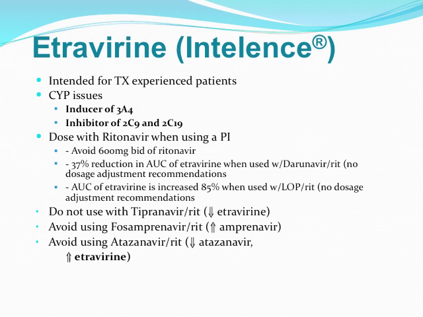Etravirine, or Intelence, is intended for treatment-experienced patients. However, I know we're starting to use it sometimes in naive patients as well. It works as an inducer at 3A4 and an inhibitor at the 2C9 and 2C19 isoenzyme systems. If you're using it with a PI, dose it with Ritonavir. Avoid the high-dose Ritonavir, which we don't really use anymore.